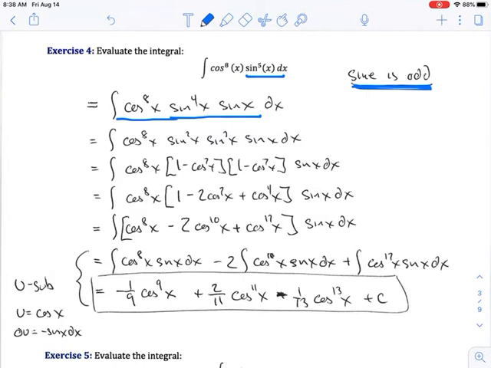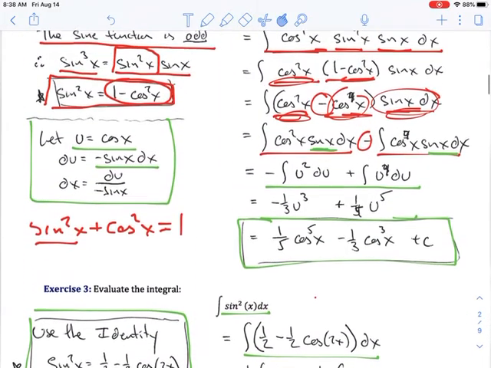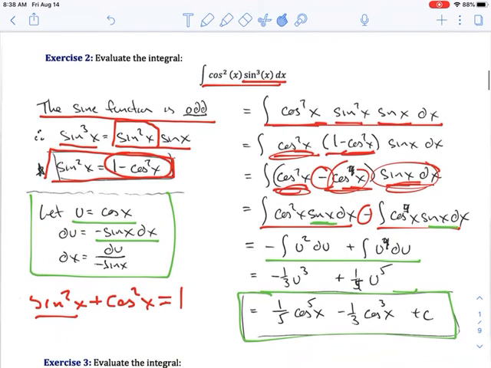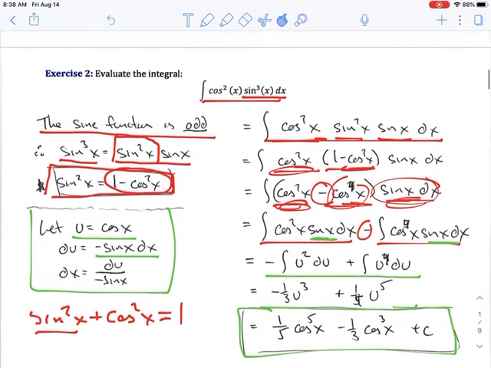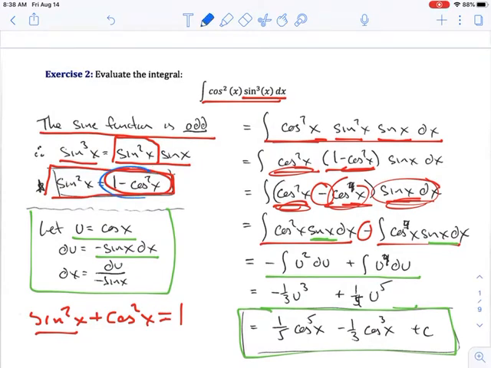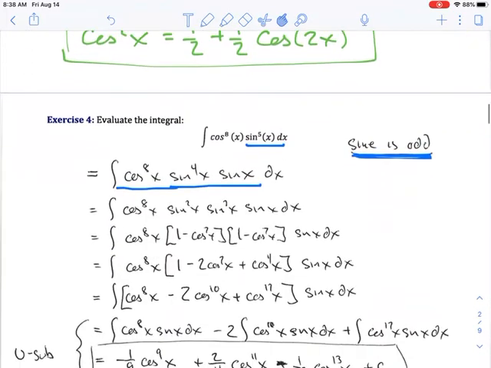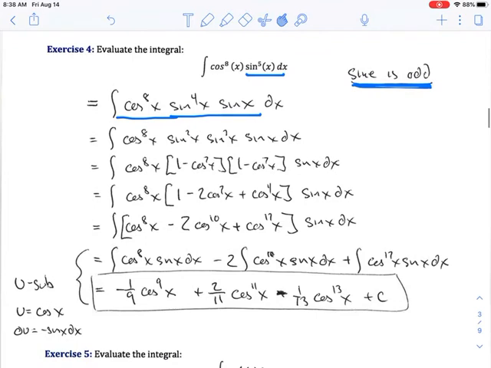Now, sine to the 4th. In the last problem that we did, 2 problems ago, we had a sine squared, and we substituted in the 1 minus cosine squared x, but we don't have a sine squared. We have sine to the 4th. Oh, that makes it just all the uglier. So we take the sine to the 4th, and we break it into sine squared times sine squared.